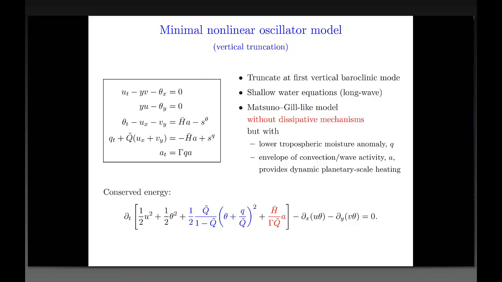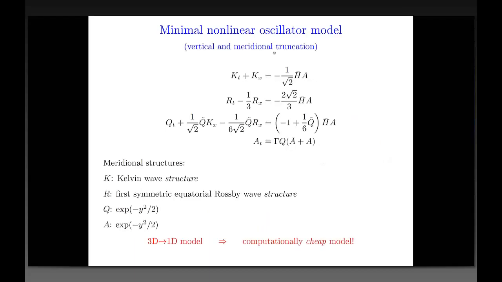Okay. And then one more step from here to get the actual model that I was showing you results from. If we now take not just this vertical truncation, but a meridional truncation as well, so now we're using meridional basis functions that look like Gaussians, or perhaps this K represents a Kelvin wave structure, and there's other possible meridional structures that can be used, we arrive at this model right here, and this is a one-dimensional model now. So we've gotten rid of Z and Y, and we have only X left.